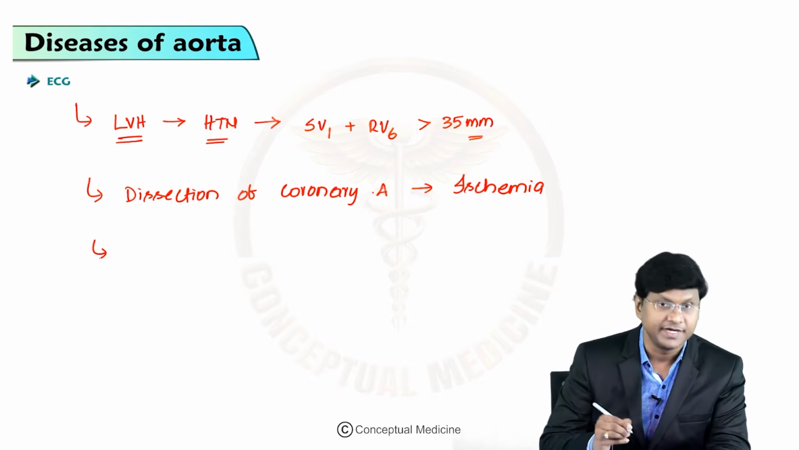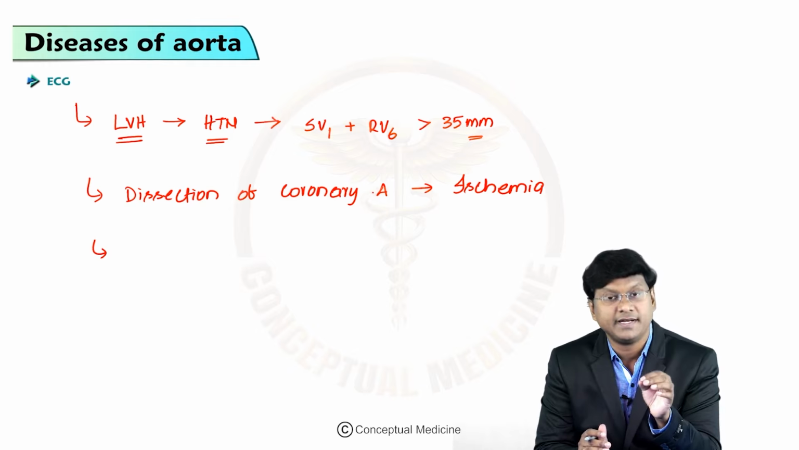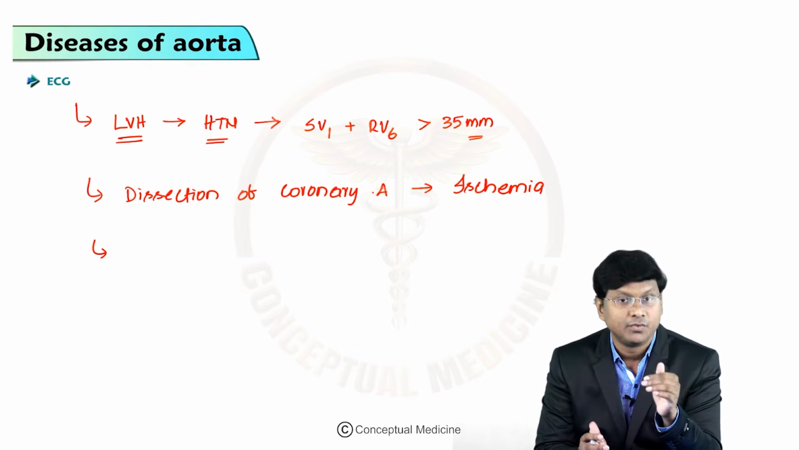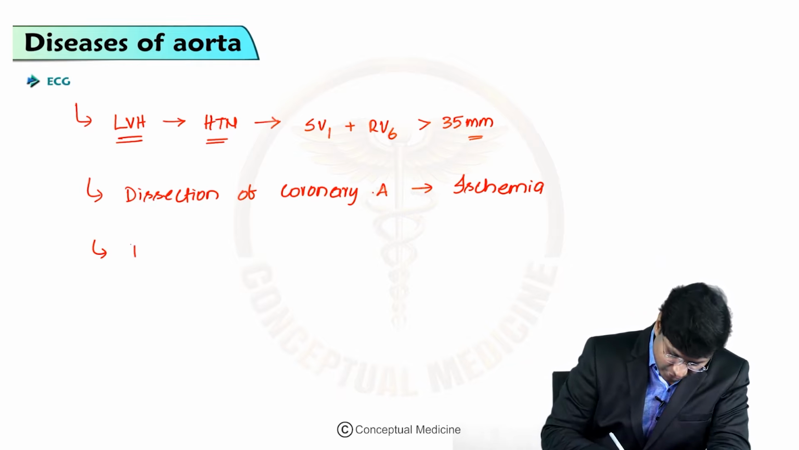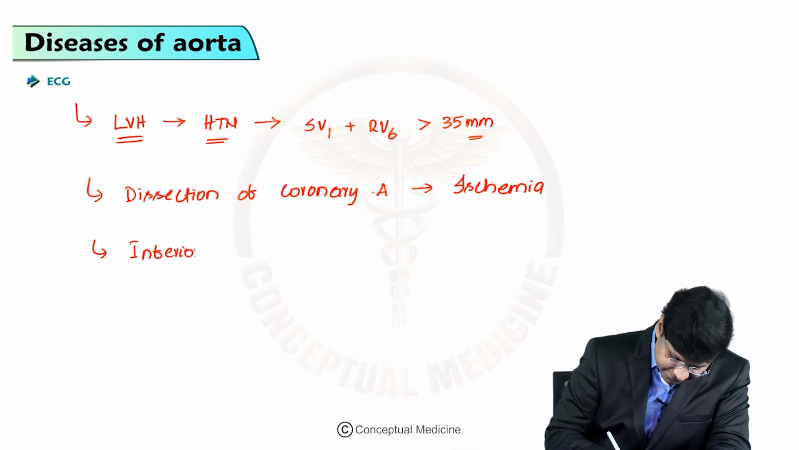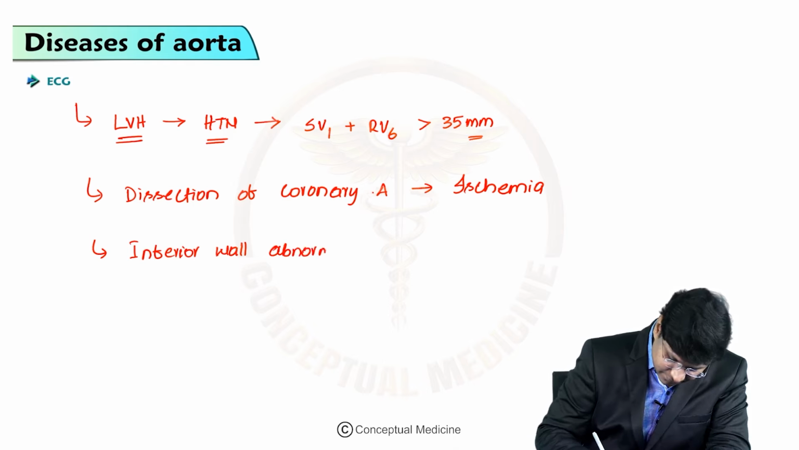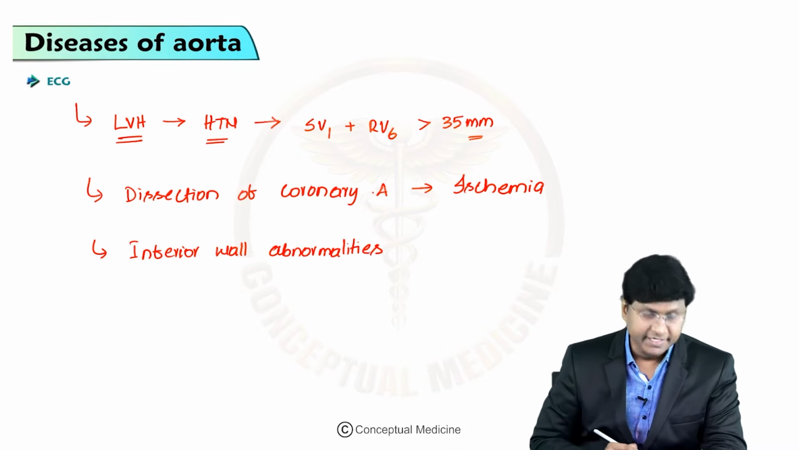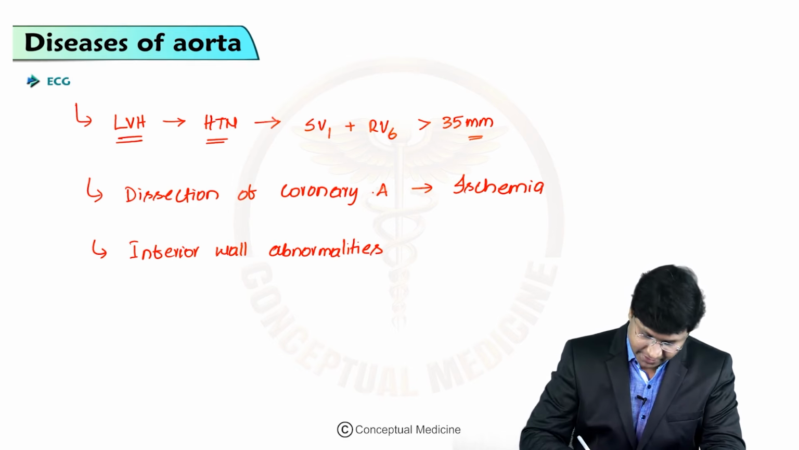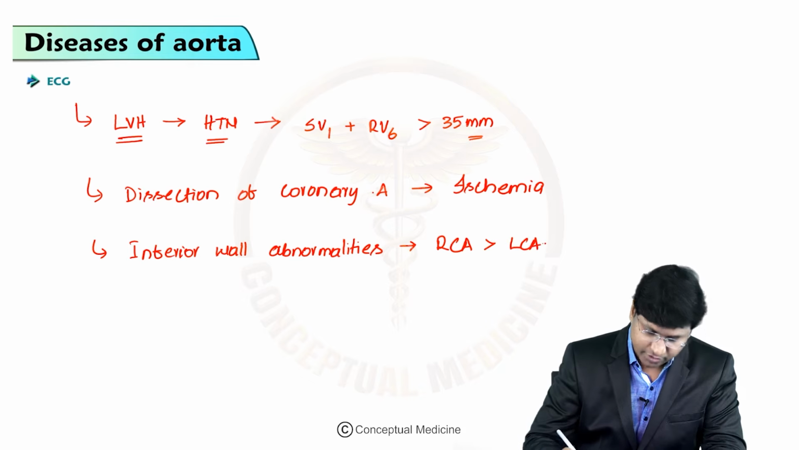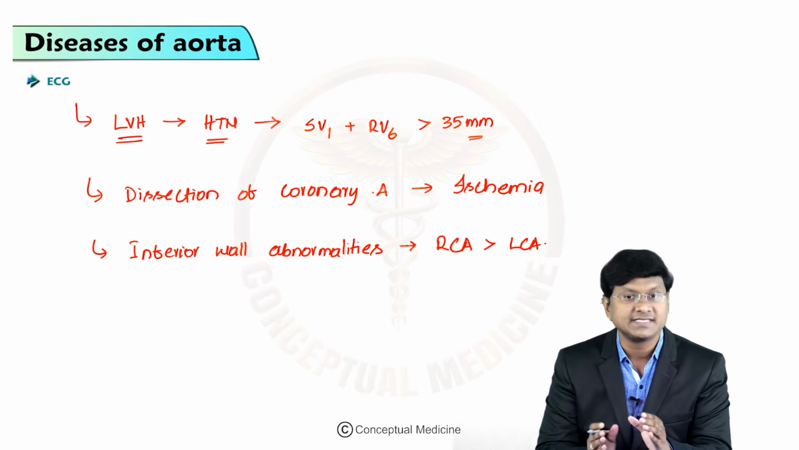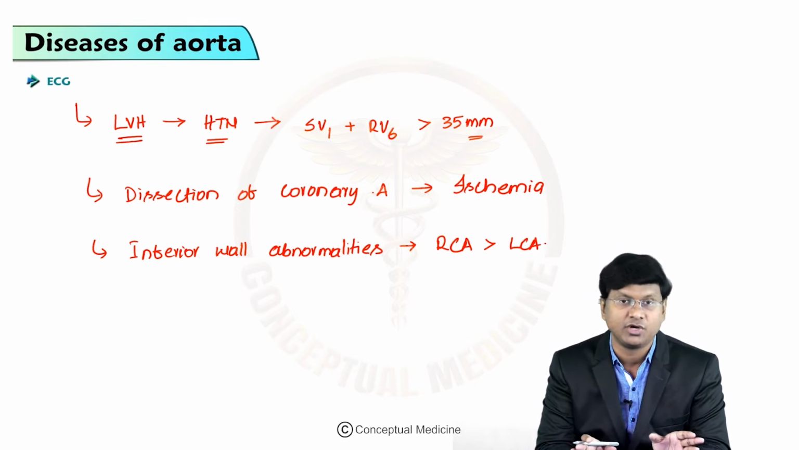The next important point is that inferior wall abnormalities are seen most commonly. Why? Because the dissection leads to compromise of the right rather than the left coronary artery. So inferior wall abnormalities usually predominate, because right coronary artery involvement is more common than left coronary artery involvement. And in some patients, the ECG may be completely normal also.